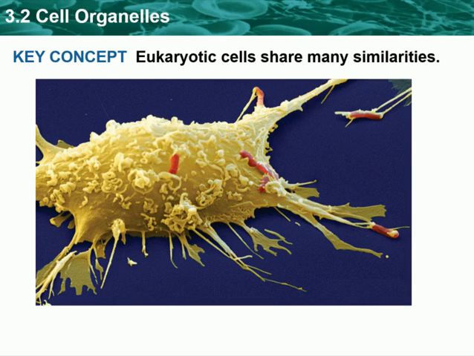Chapter 3, Section 2, Cell Organelles. Key concept: Eukaryotic cells share many similarities. Main ideas: Cells have an internal structure. Several organelles are involved in making and processing proteins. Other organelles have various functions, and plant cells have cell walls and chloroplasts.